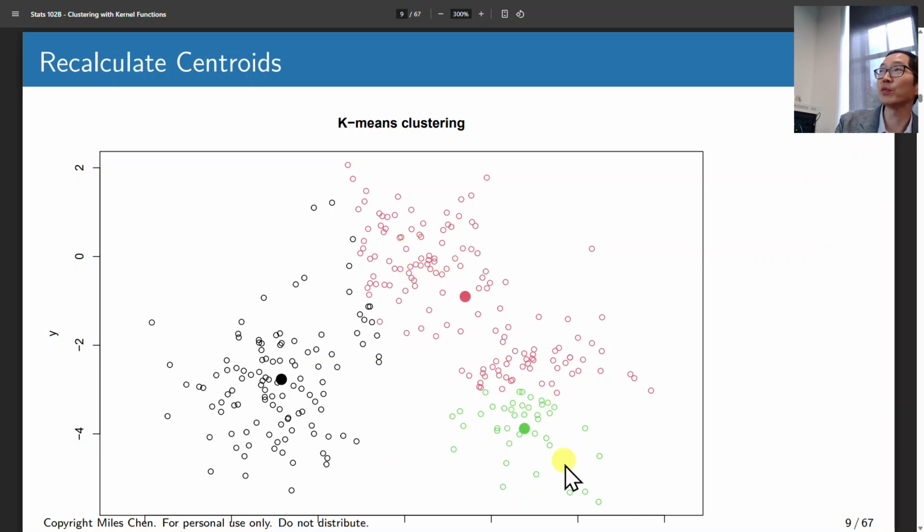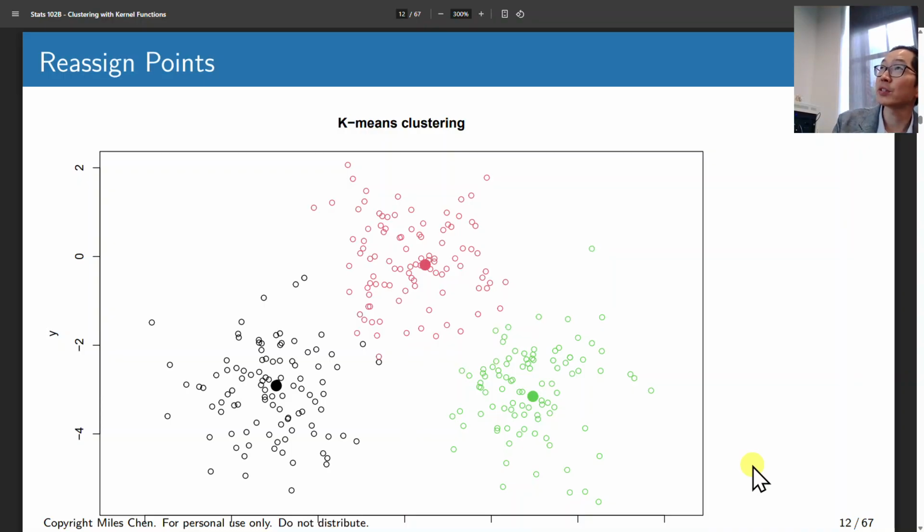And now that we've moved the centroids, we're going to reassign the points. So now these points over here are closer to green than red, and probably we'll draw some kind of line around here, okay? And so these all got reassigned to green, and then we're going to recalculate our centroids.